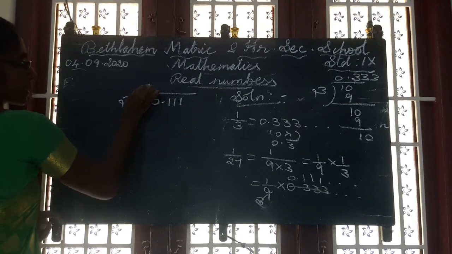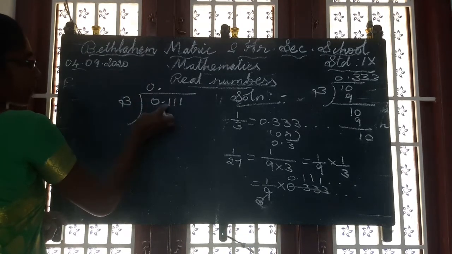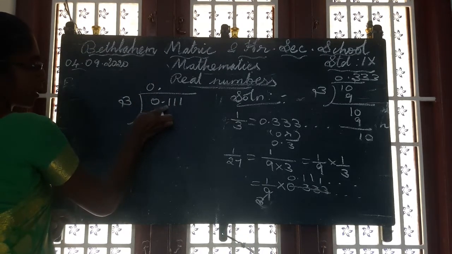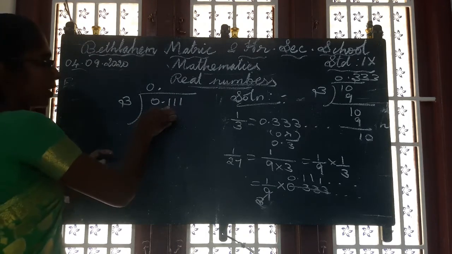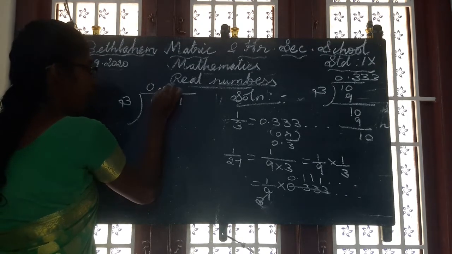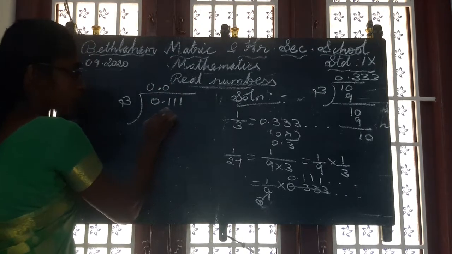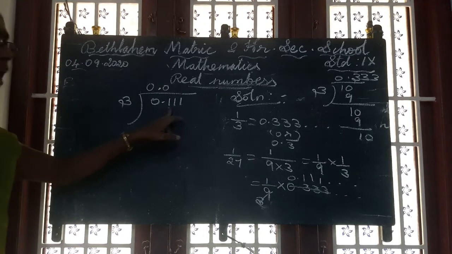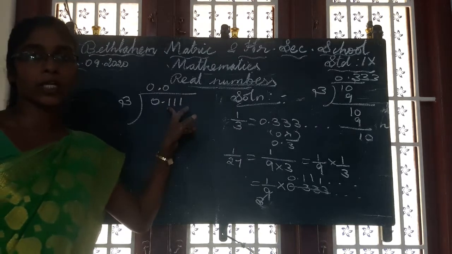So first is 0. First digit, take it: 1. 1 is less than 3, so you have to put 0 here. Then only two digits together you can take. Now 11 together, take it.